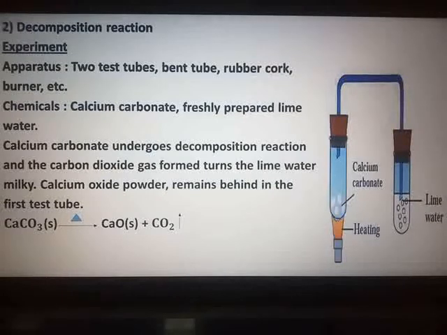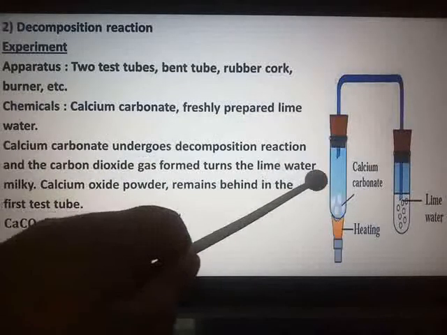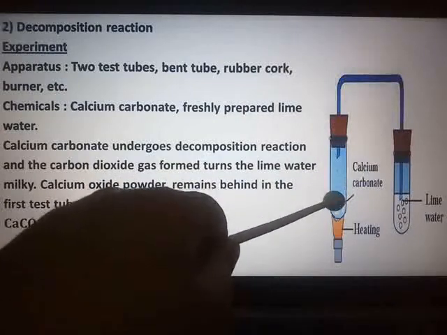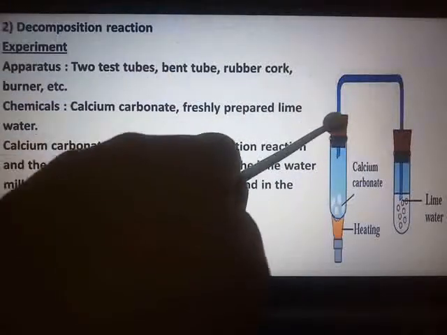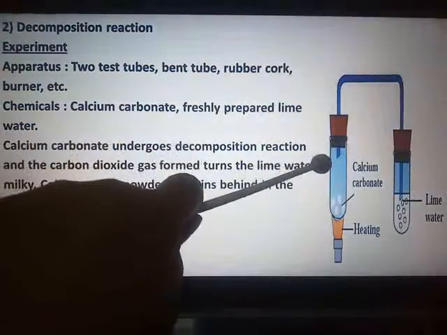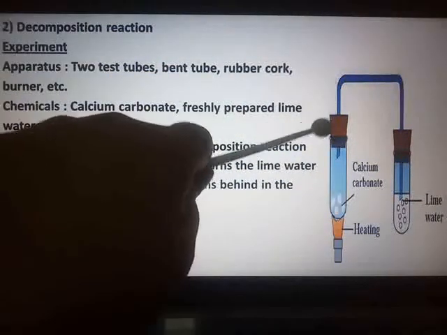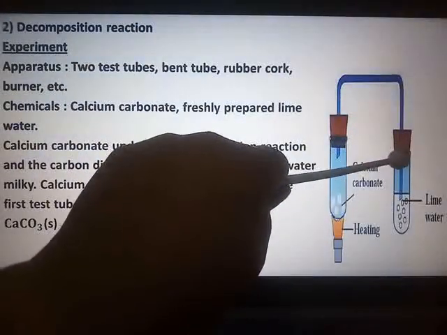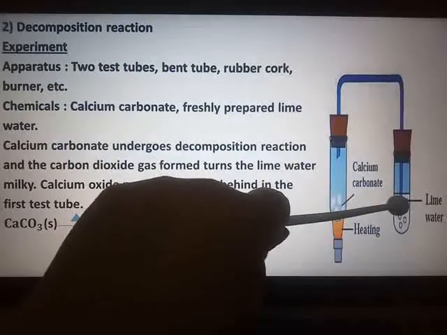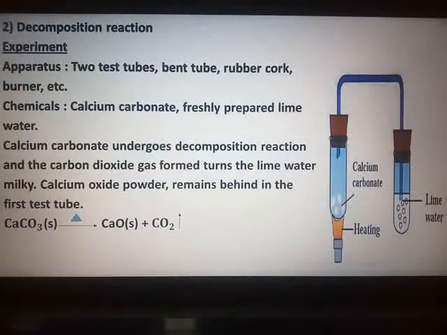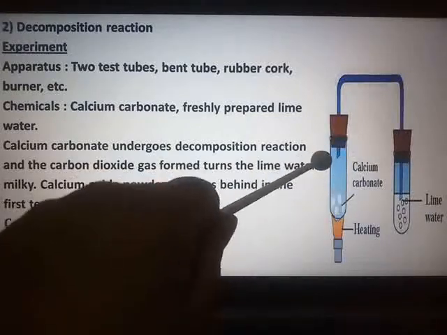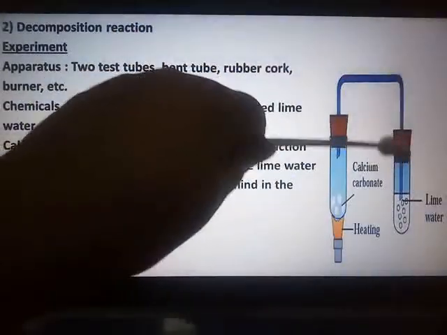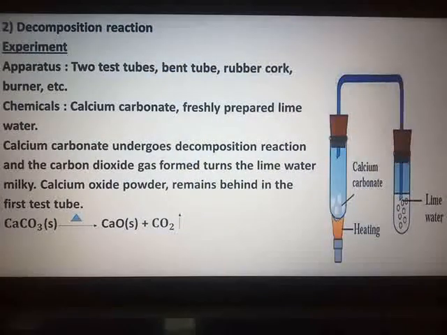Now you have to take some calcium carbonate in a test tube. In the first test tube you take CaCO3, and fit a bent tube to this test tube with the help of a rubber cork. Insert the other end of the bent tube in the freshly prepared lime water. In this test tube, freshly prepared lime water is taken. Calcium carbonate is taken in the first test tube. With the help of the bent tube, the other end is inserted in the next test tube, or the second test tube.